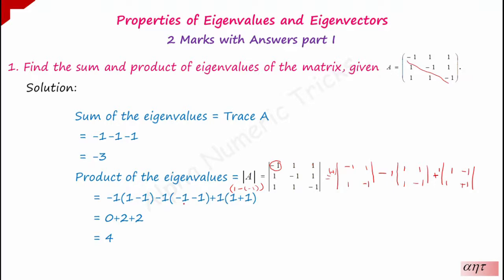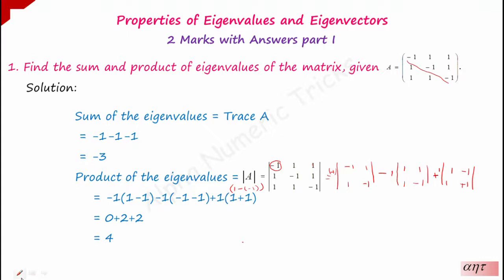-1 minus 1 gives -2, which is multiplied with -1, so you have plus 2. Plus 1 plus 1 is 2, and 2 into 1 is 2. Plus 2 is 4, which is the product of eigenvalues using the property of eigenvalues and eigenvectors.